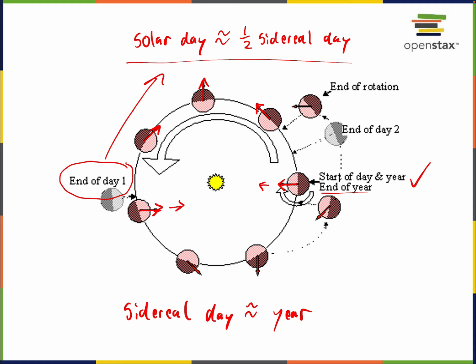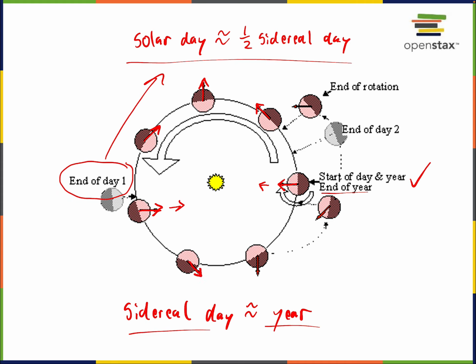Half a rotation for a planet that has a sidereal day approximately equal to its year means that we finished a solar day, because we're back to facing the sun. That's how we get the relationship. So in fact, when a sidereal day is equal to a year for an orbiting planet, such as Venus, then we have a solar day that's half as long as a sidereal day. And we can continue on, as the figure does.